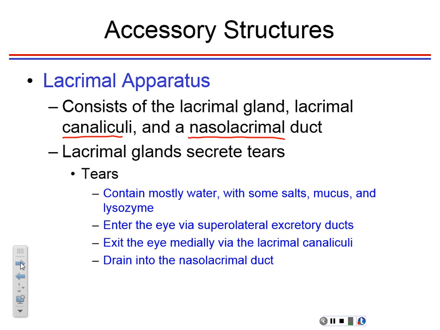Some people can taste their eye drops. They dilate my eyes and I can taste eye drops. Yeah, you can, because it can go through the posterior nares, because the posterior nares are connected to your throat.